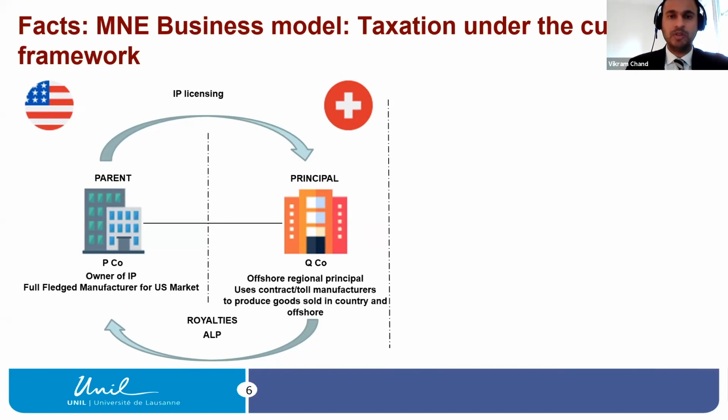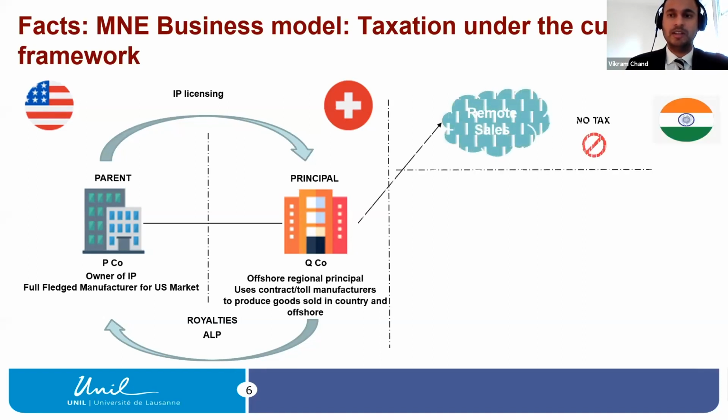Now, the Swiss principal, which is in charge of the European market and in some parts of the non-European market too, actually sells the products of this multinational in 3 different countries, in our case, outside Switzerland. So the products are being sold in the US, the products are being sold in Switzerland, and in addition, the Swiss principal sells products in India on a remote sales basis. So it's done through independent third-party distributors, and there's no tax that is being reported in India.